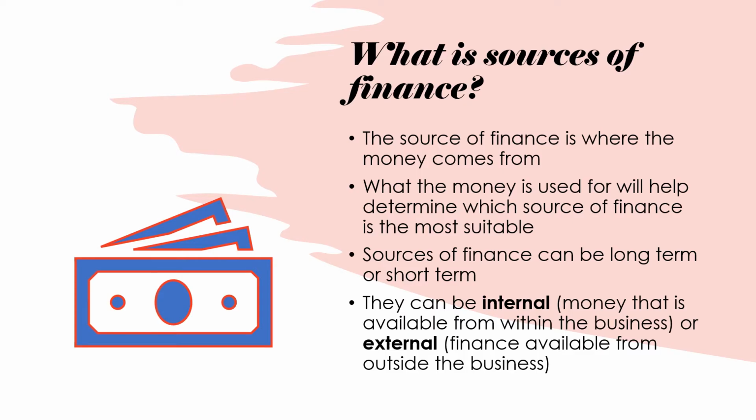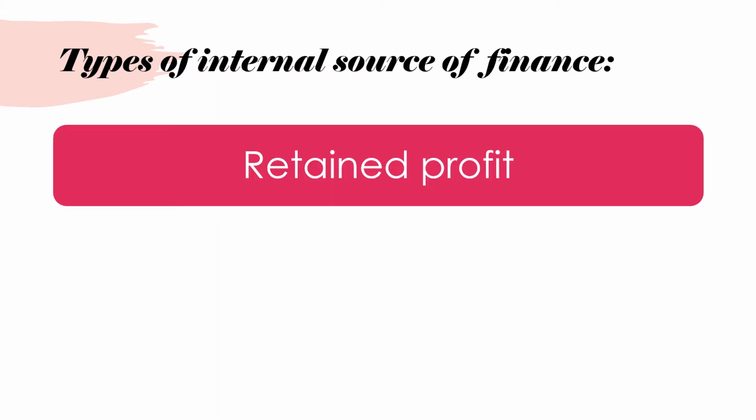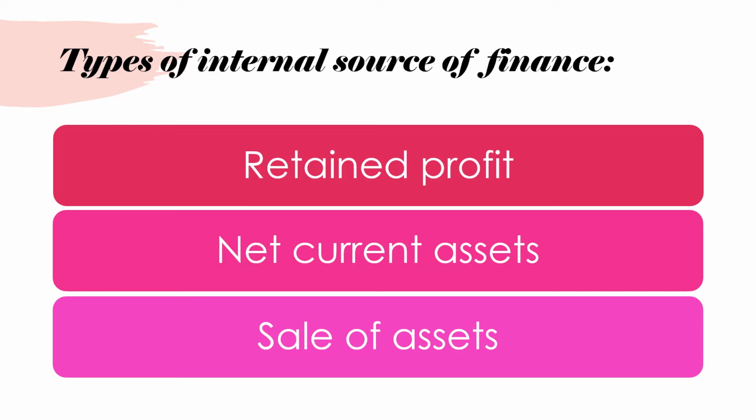Sources of finance can be long-term or short-term, and they can be internal, so that's money that's available from within the business, or external, which is finance available from outside the business. The types of internal sources of finance are retained profit, net current assets, and sale of assets.